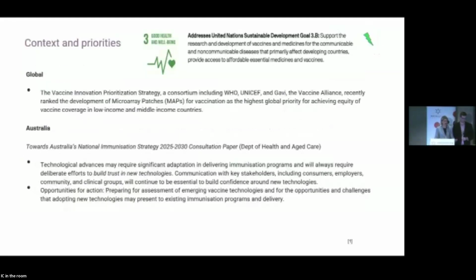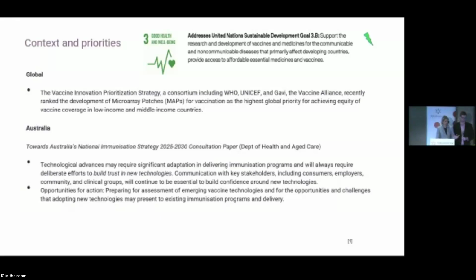So just broadly, why are we discussing microarray patches? So the Vaccine Innovation Prioritisation Strategy, which is a consortium including the World Health Organization, UNICEF and Gavi, recently ranked the development of microarray patches for vaccination as the highest global priority for achieving equity of vaccine coverage, and particularly in low and middle income countries.